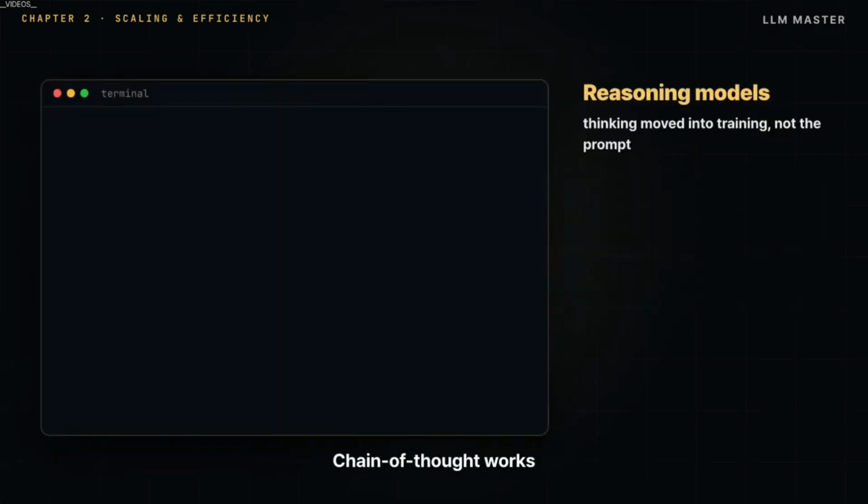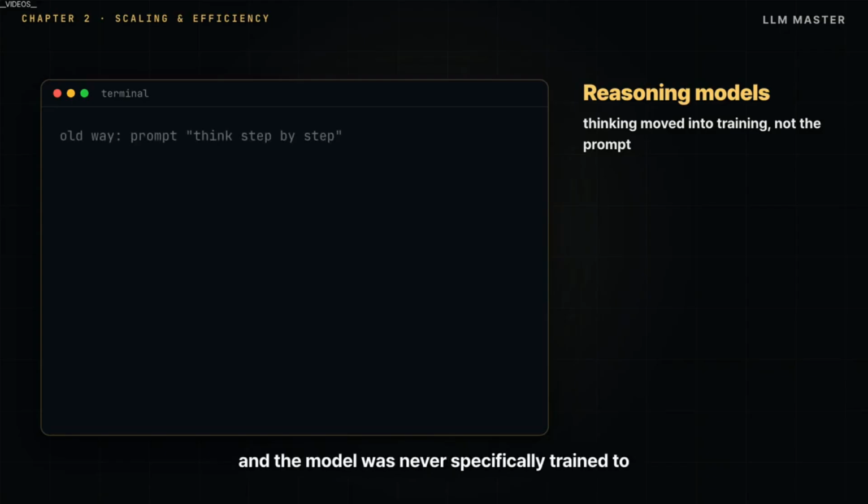Chain of thought works, but it has a ceiling. The reasoning lives in your prompt, so you write it, you pay for it on every call, and the model was never specifically trained to be good at it.